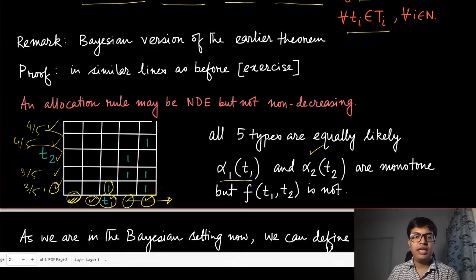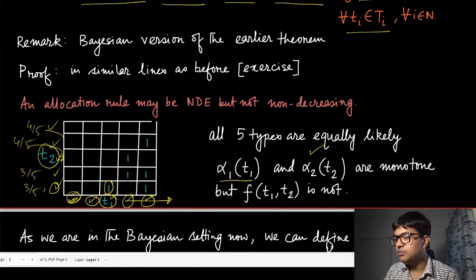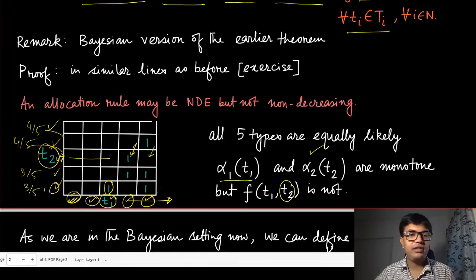So for both these players they are monotone, but you can already begin to see that it is not monotone for f1 t1 t2 or f2 t1 t2. So you can see that if we fix t2 at this point, then player 1 is not getting the allocation here, then it is getting the allocation here, but again not getting the allocation here. So this violates the monotonicity condition. You can also create an example for t2 where it is violating that, but the point is that this allocation rule is not non-decreasing.